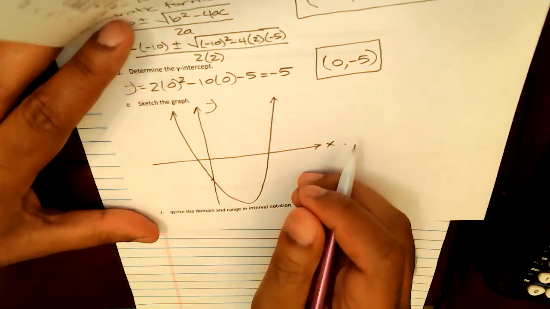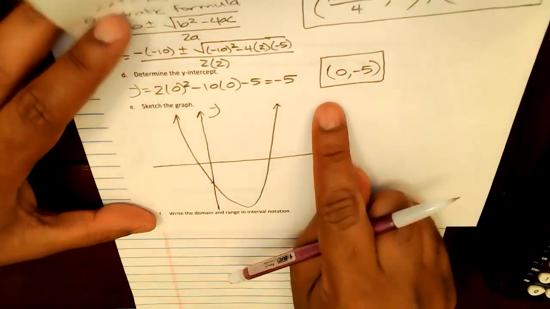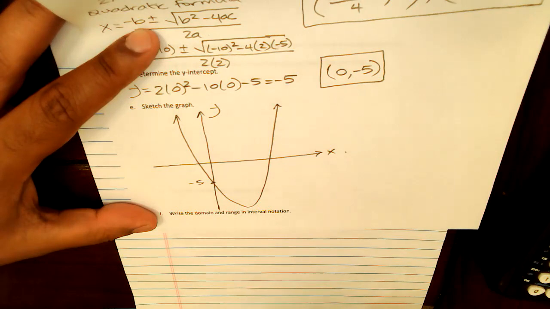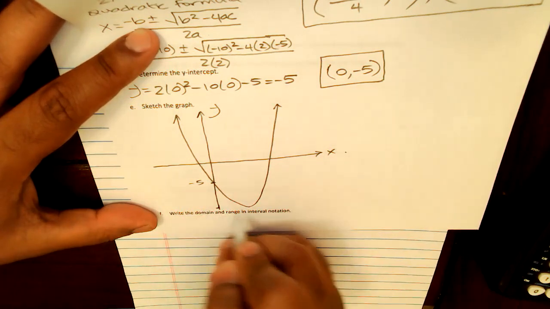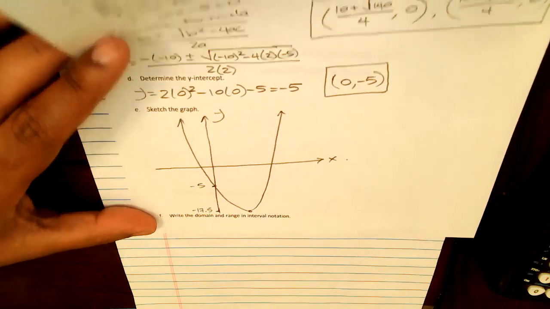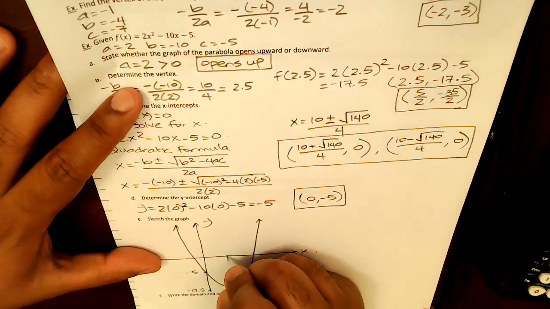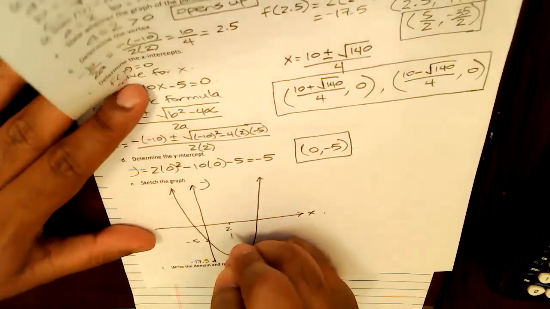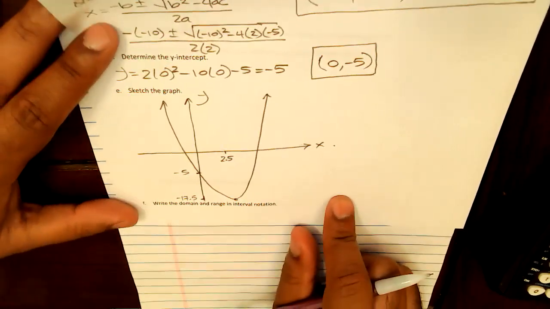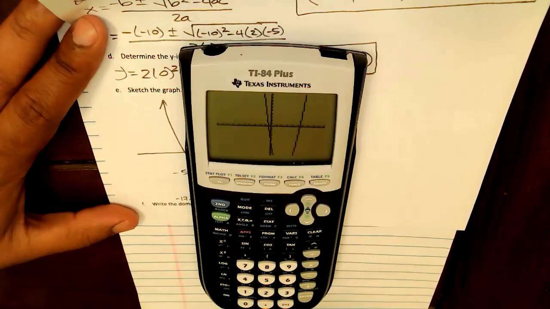One thing to point out, and granted I probably did not do a very good job of graphing this, but remember we talked about how the y-intercept was at 0, negative 5. So the point where it's crossing the y-axis is going to be at negative 5. And then down at the very bottom where the vertex is, the y value is going to be negative 17.5, because the vertex is at 2.5, negative 17.5. So where the vertex is, the x value is 2.5. Okay, so there's a sketch of my graph. It's close enough to what the calculator gave me.